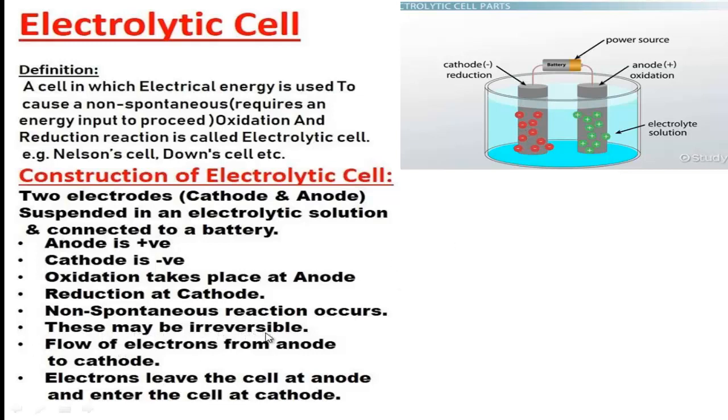These may be irreversible and reversible. Also you have learned in previous chapter 7, flow of electrons from anode to cathode. From anode to cathode actually electron goes. I will explain in next slides. Electrons leave the cell at the anode and enter the cell at the cathode. That means electron is released from anode and goes to cathode.